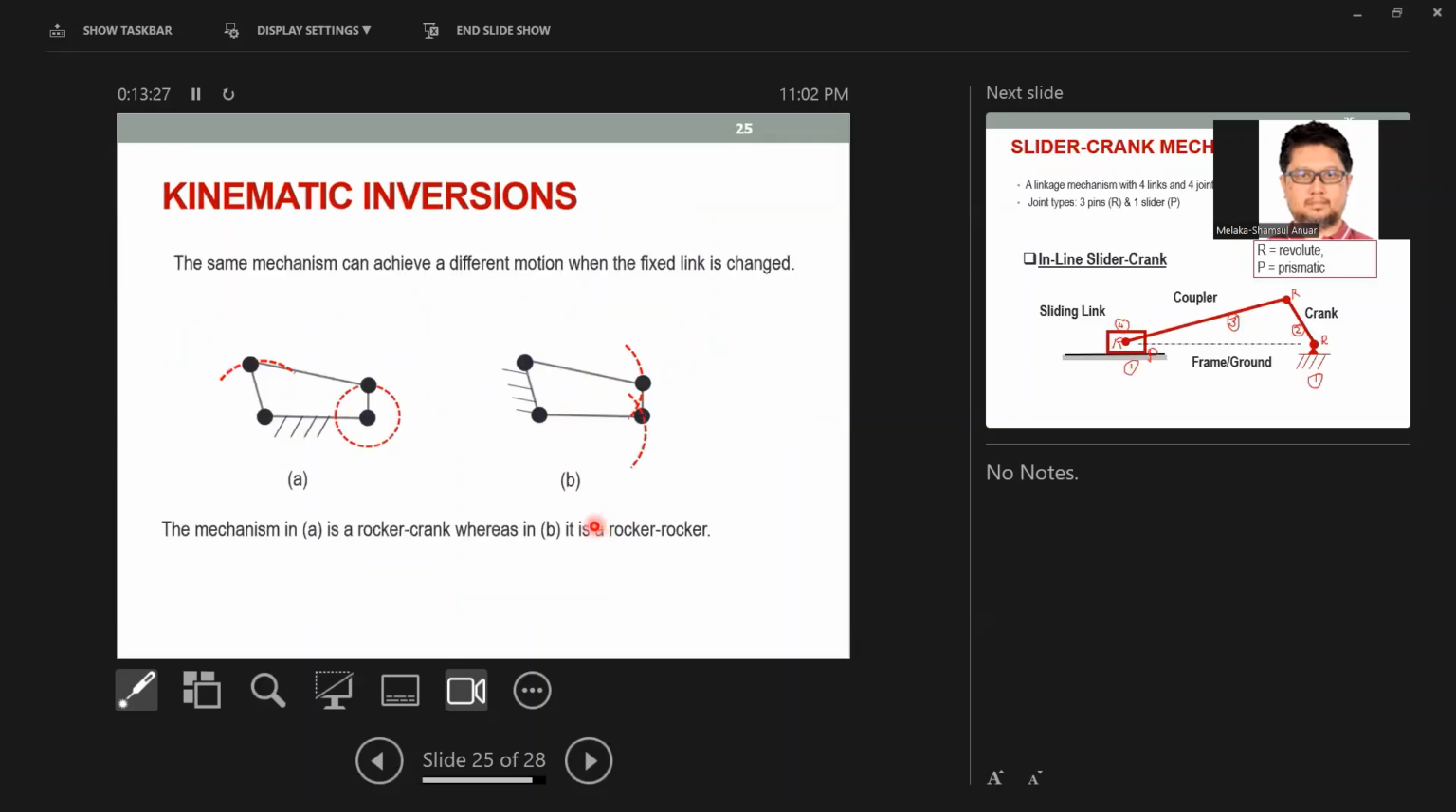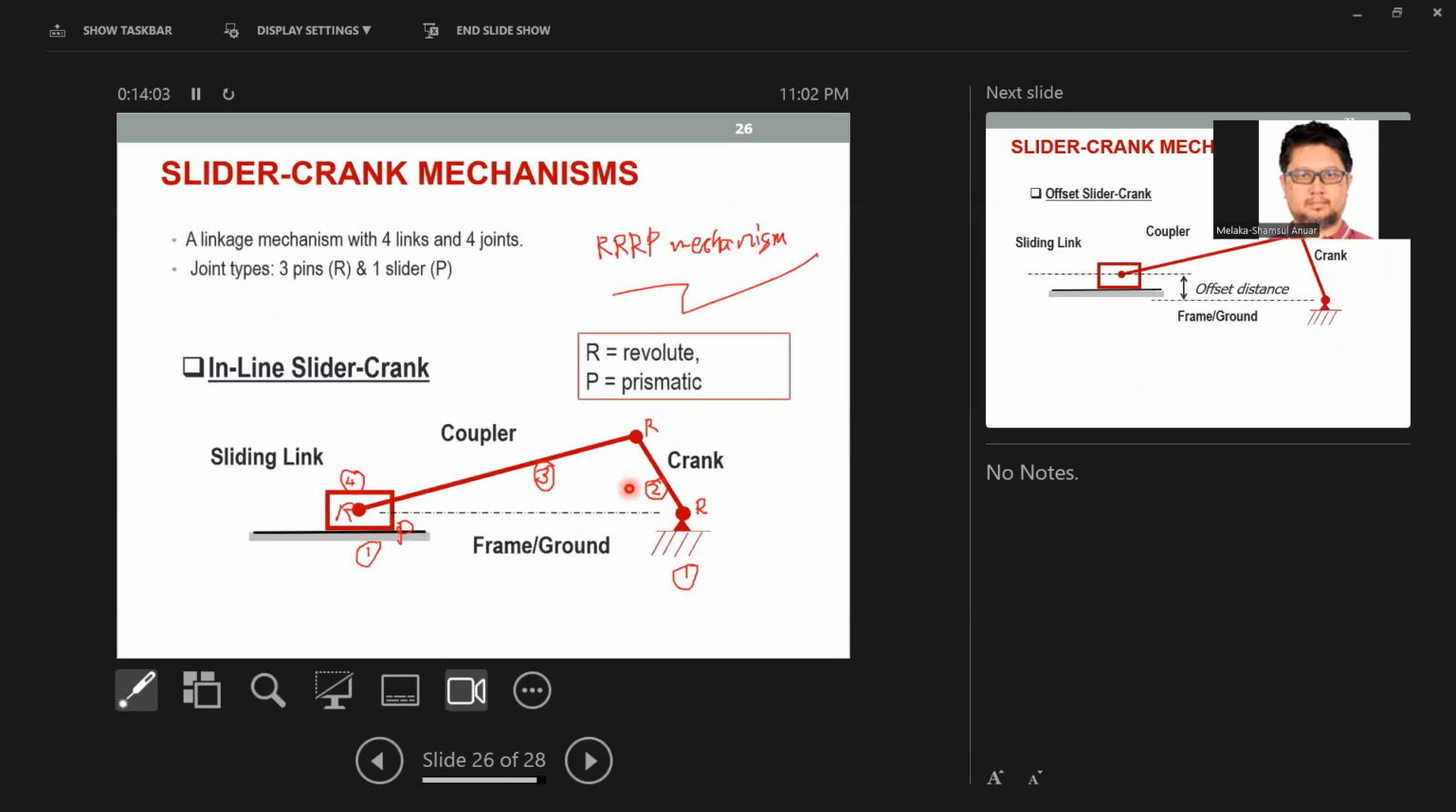Okay, so the same mechanism or same setup, but if you change the part that is fixed, the part that becomes the ground, you will have a different mechanism as a result. So if I change from this part as the ground to this part as the ground, here we have a double crank, double rocker. Okay, this is other than the four bar mechanism.